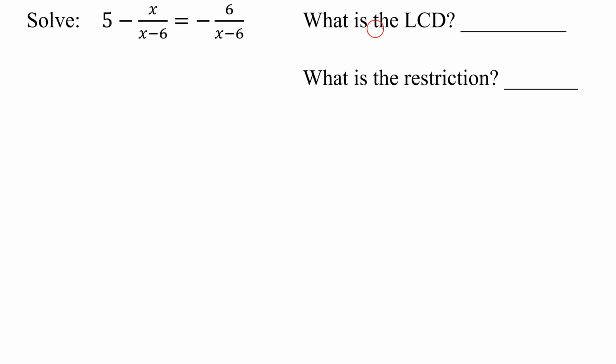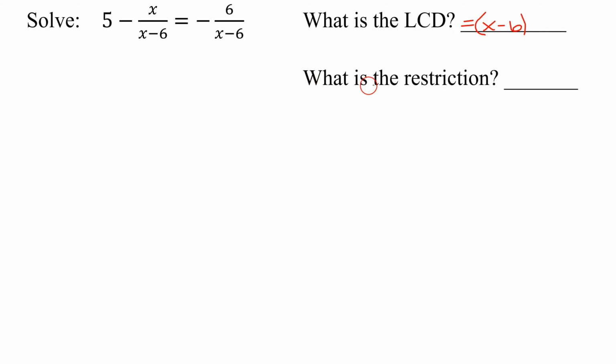So, what is the least common denominator for this problem? To find the least common denominator, you go to your first denominator, and you need to have the first denominator, which is x minus 6. Now we go to the next denominator. I need an x minus 6. Do I already have one there? Yes, I don't need another one. So your LCD is just the quantity x minus 6.